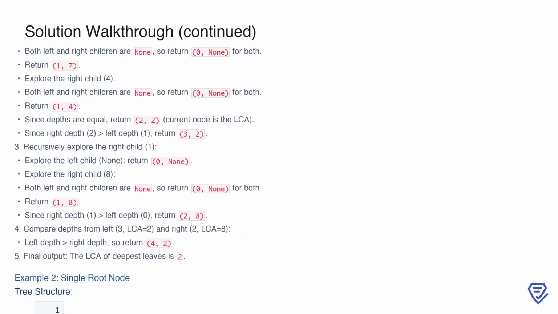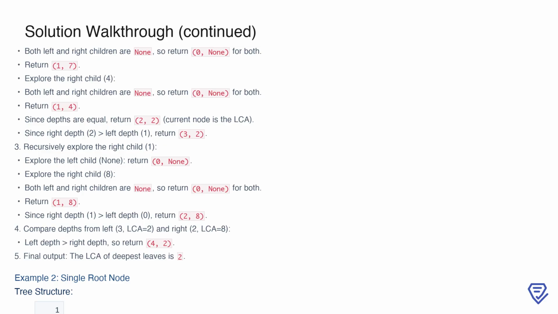Node 7 has no children, so both its left and right subtrees return a depth of 0 and no associated node. This means node 7 is the lowest common ancestor at this level, and we return a depth of 1 along with node 7. Next, we explore the right child of node 2, which is node 4. Similarly, since node 4 has no children, both its left and right subtrees return a depth of 0 and no associated node.